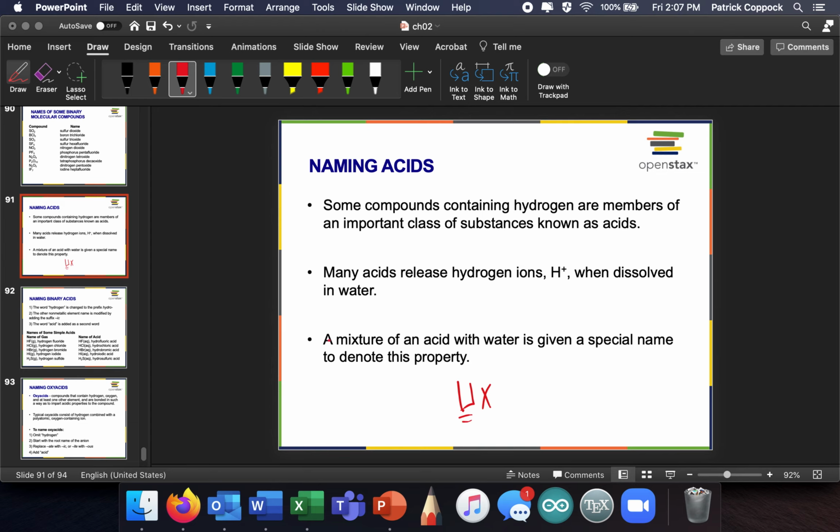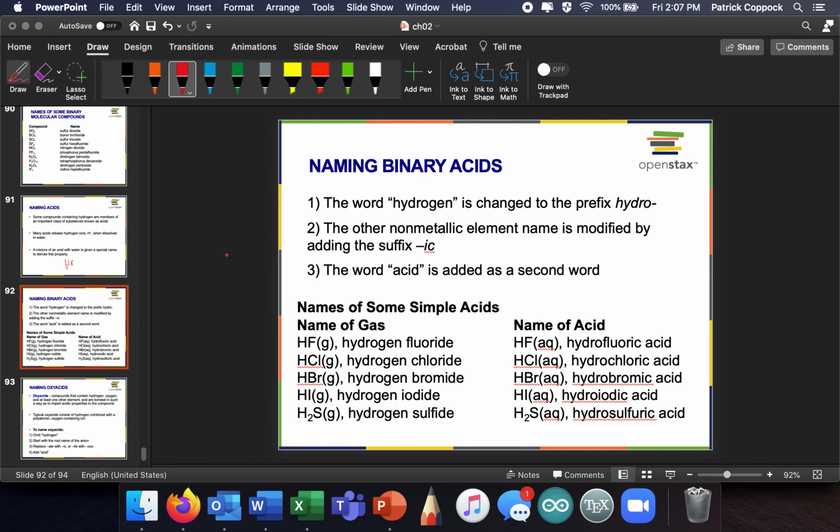A mixture of an acid with water is given a special name to denote this property. All right, so we'll basically say blank acid, right? So here's how the names go.